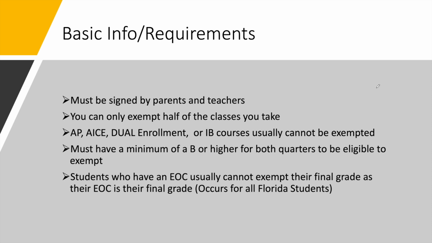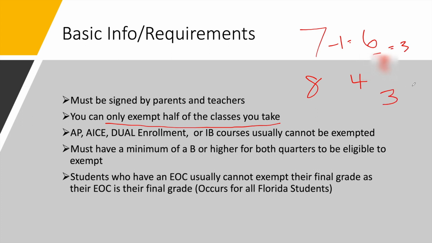First off, these exemptions have to be signed by parents and teachers, and quarter grades put in, before you turn it in. So make sure to get them filled out as soon as you get it. Also, you can only exempt half of the high school classes you take. Let's say, for example, you take 8 classes. That means you can only exempt 4 of those. If you have an odd number of classes, you have to subtract 1 class, then you can exempt half of that. Let's say you take 7 classes. 7 minus 1 is 6, and half of 6 is 3. So you could potentially exempt 3 of those total 7 classes.